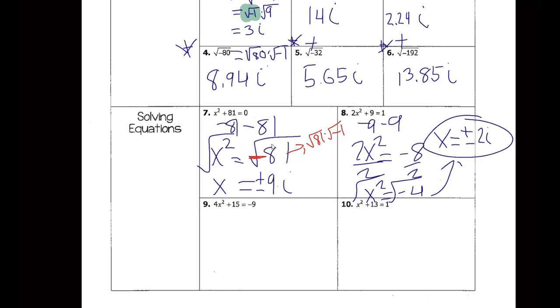But usually, if they want the negative answer, they put a negative in front already. So usually it's only when you're solving, when you're square rooting both sides of an equation, that you have to put that plus or minus.